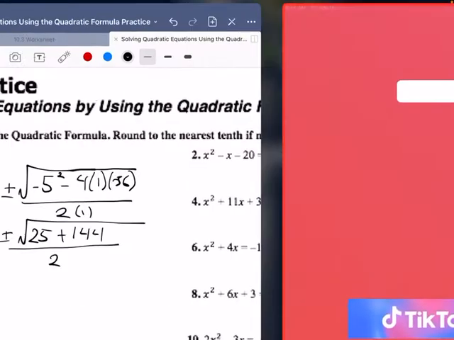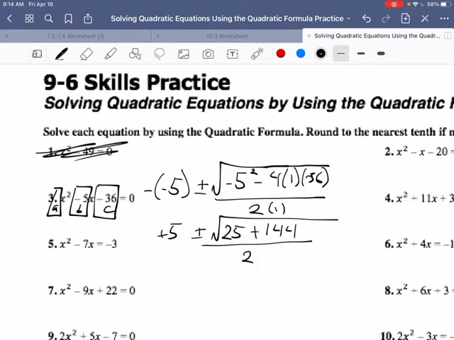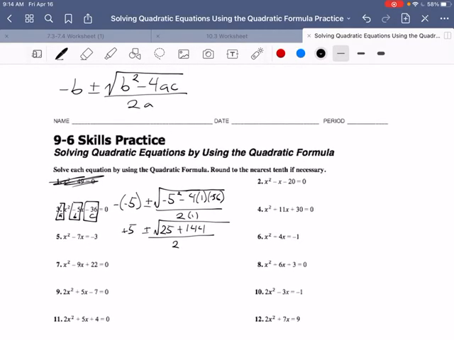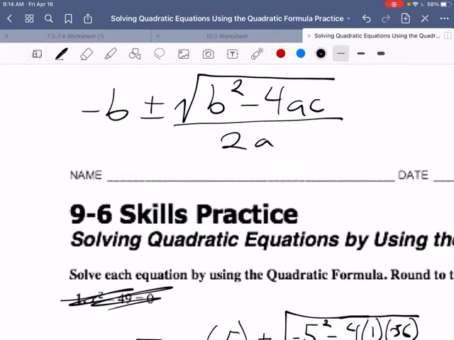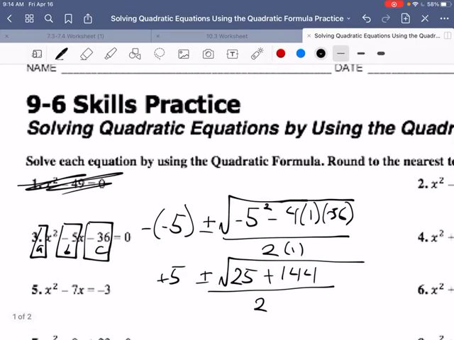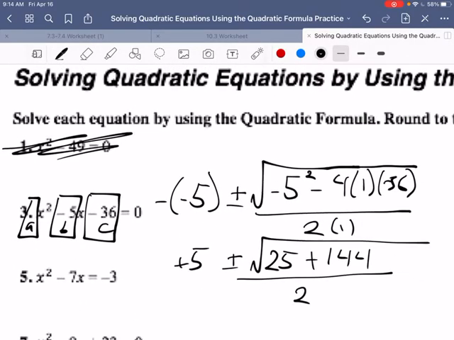Okay, so we're looking at solving quadratic equations using the quadratic formula. You guys might remember our formula: negative b plus or minus the square root of b squared minus 4ac all over 2a. Maybe you remember this song. You can sing it along in your head. Negative b. You guys remember, right? If you don't, you should watch the video. It's pretty good.